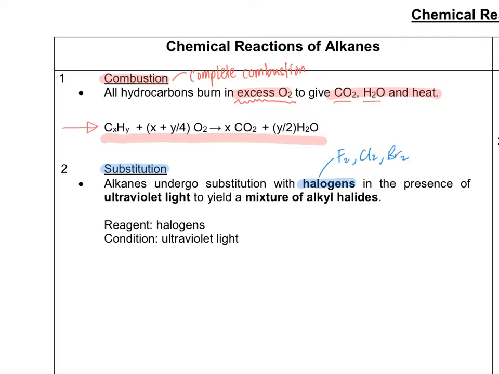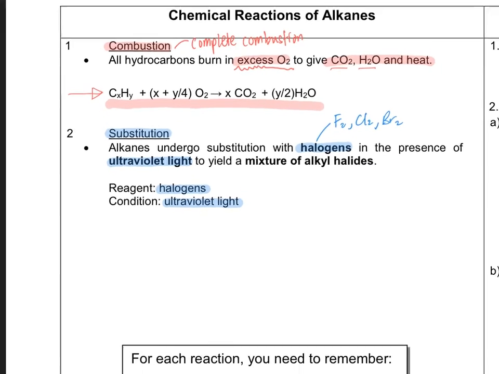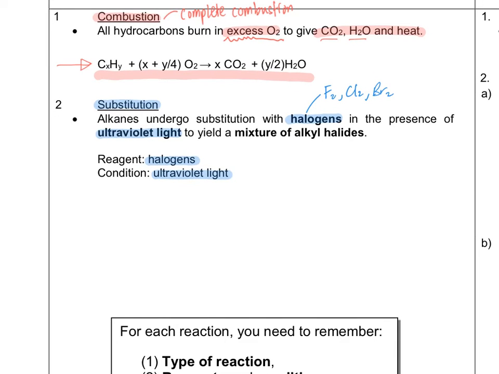But it is in the presence of ultraviolet light, or sometimes the question says sunlight, to get a mixture of alkyl halides. So what are alkyl halides? We will look at it when we look at one example. The reagent you need is your halogens, because you need to give the halogens for it to replace, and the condition is ultraviolet light. So, let's look at one example.